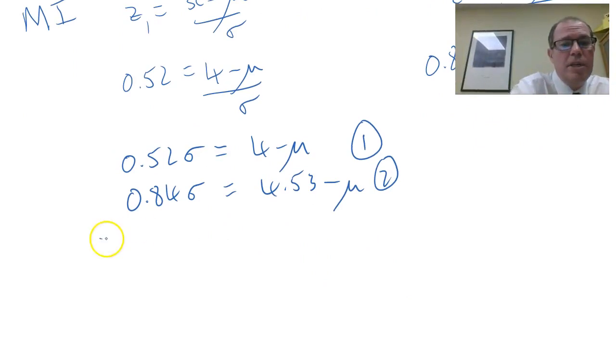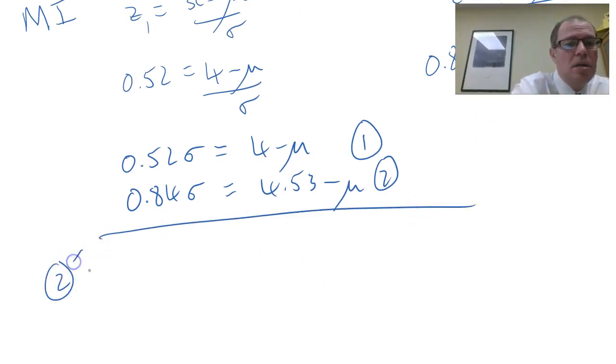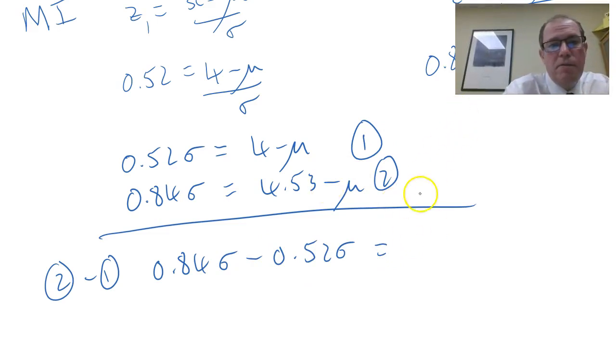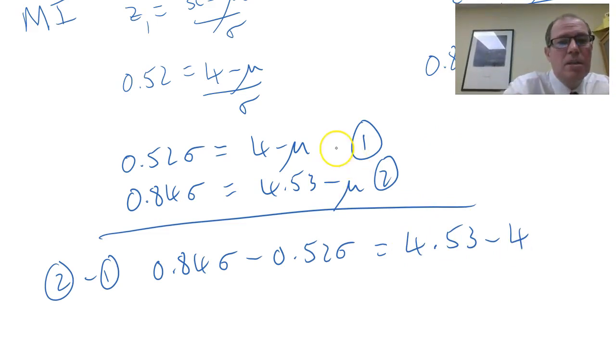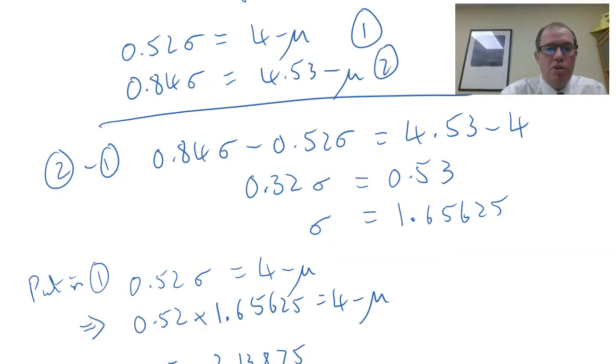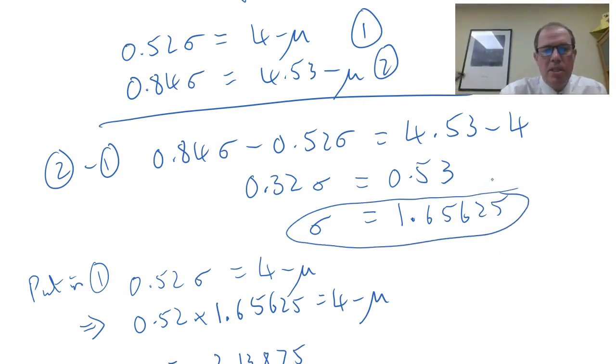Now if I do equation 2 minus equation 1, I will get 0.84 sigma minus 0.52 sigma equals 4.53 minus 4, and minus mu minus mu cancel out beautifully. And hence I can work out sigma. So I'll just calculate sigma quickly. Subtracting the two equations gives me a sigma value, an estimate for the standard deviation, of 1.65625. I won't round that yet.